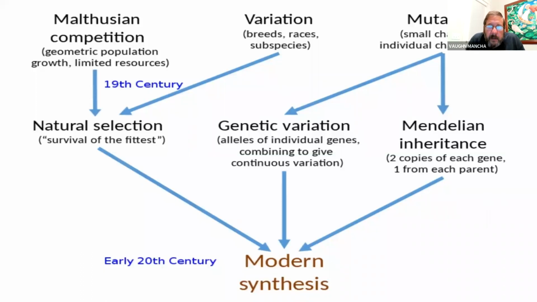This is an illustration of the modern synthesis. It includes natural selection in the middle on the left and survival of the fittest. And genetic variation in the middle was caused by mutations in the top right. So you have your mutations causing genetic variation, and then you had the Mendelian inheritance on the far right.